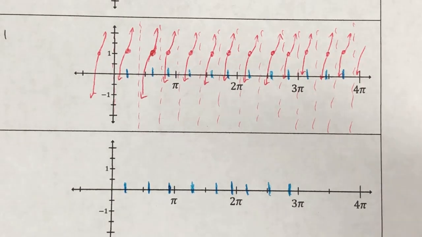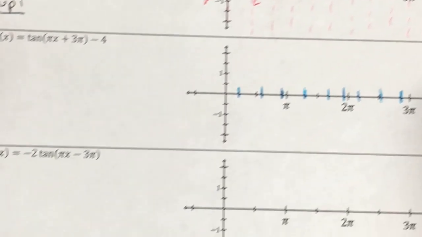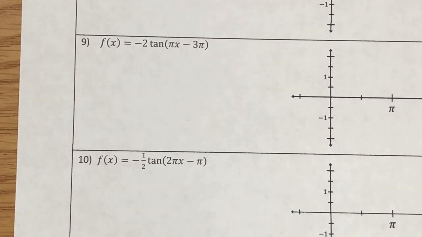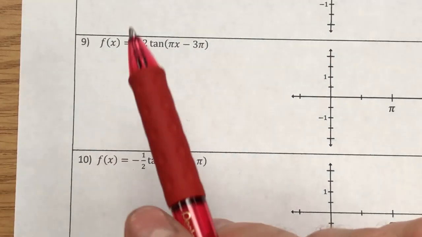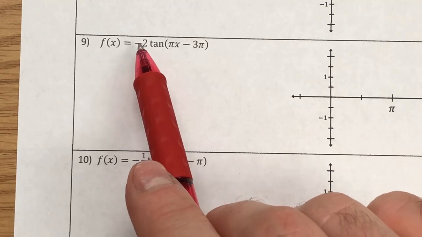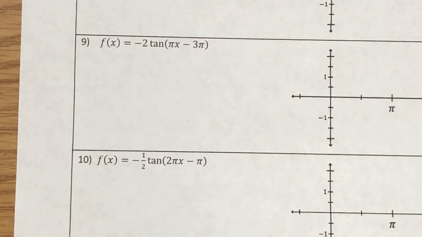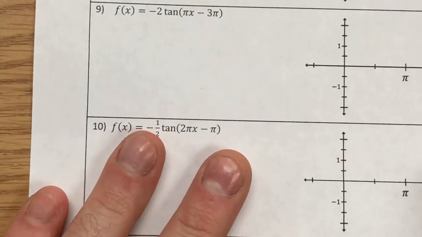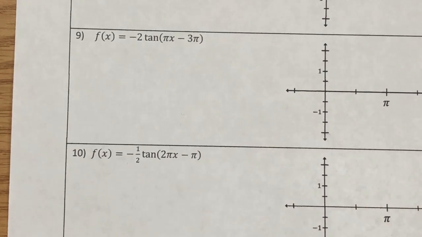So I want you to take everything you've seen so far, and I want you to attempt number 9 on your own. Pause the video, unpause it when you're done. The only thing that you want to keep in mind as you try this on your own is going to be that negative sign. What do you think that negative sign is going to do to our graphs that we've seen previously? So go ahead and take a shot at it, unpause it when you're done, and check out your work.